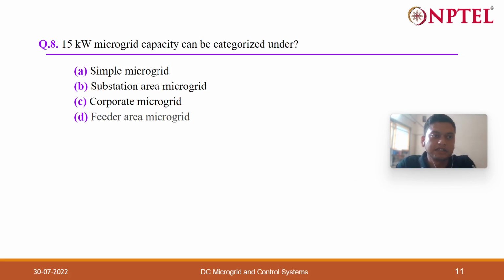Now let us see the 8th number question. 15 kilowatt microgrid capacity can be categorized under: A option is simple microgrid, B is substation area microgrid, C is corporate microgrid, and D is feeder area microgrid. So if you see the classification of microgrid by capacity, it is already discussed in the video lecture.